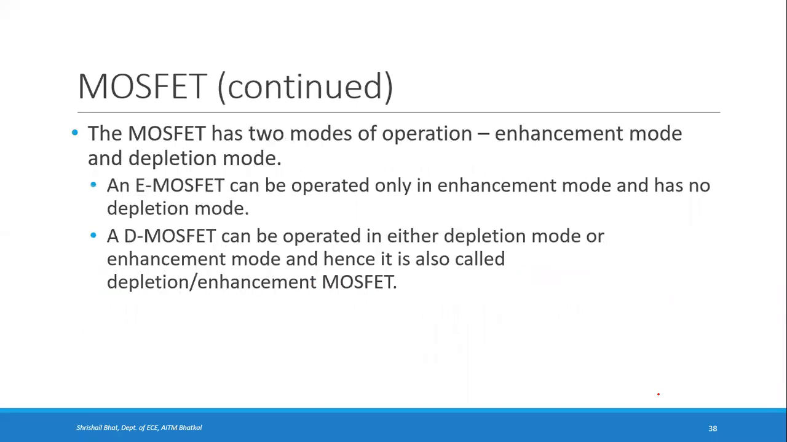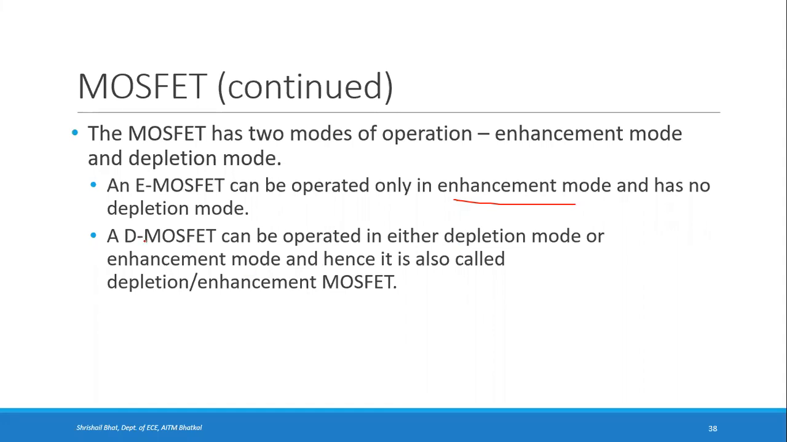As I said, there are two modes of operation: enhancement mode and depletion mode. The enhancement type MOSFET, that is E-MOSFET, can operate only in enhancement mode. It has no depletion mode of operation. Whereas the D-MOSFET, the depletion type MOSFET, can be operated in both modes, either depletion mode or enhancement mode.